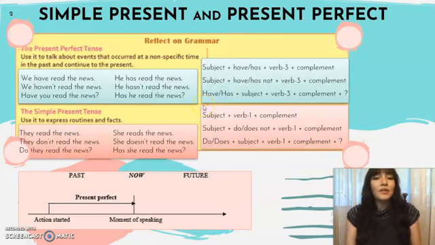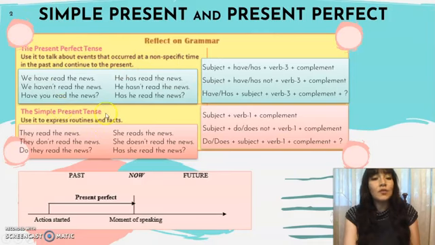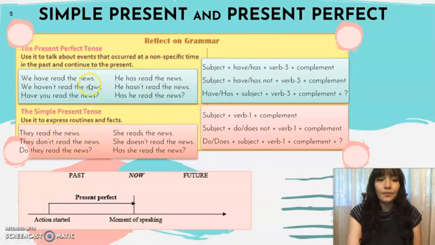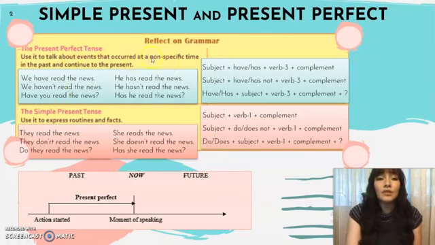This grammar chart has two parts, the present perfect tense and the simple present tense. Let's start with the first one, the present perfect tense. When do we use the present perfect tense? We use the present perfect tense to talk about events that occurred at a non-specific time in the past, and they continue to the present.